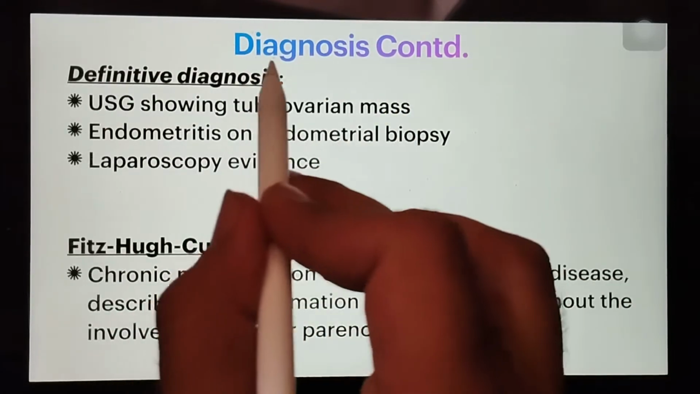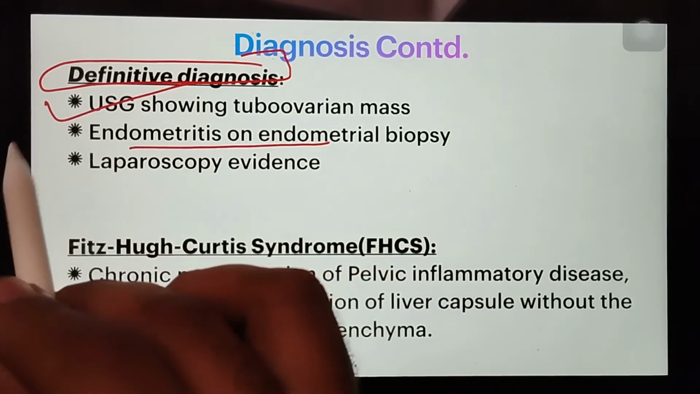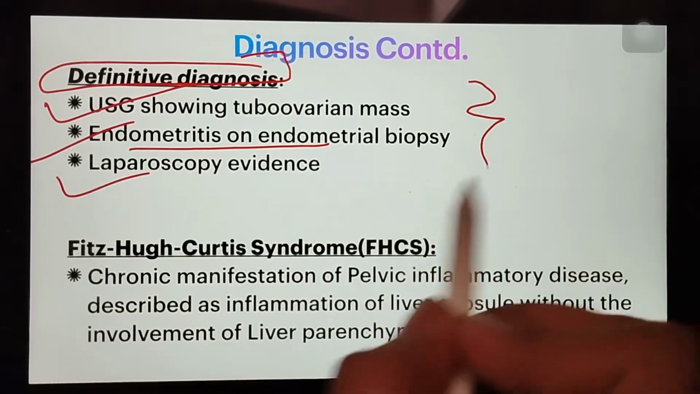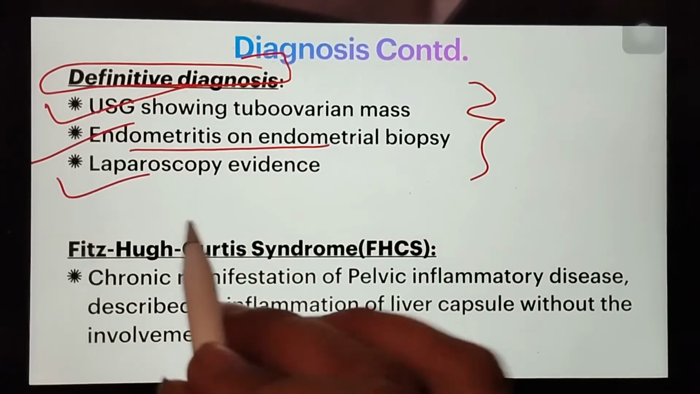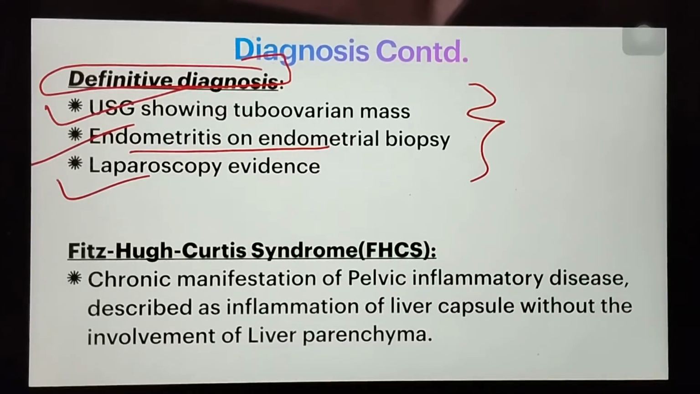For the definitive diagnosis of PID, ultrasound showing a tubo-ovarian mass, endometritis on endometrial biopsy, and laparoscopy evidence show the definitive diagnosis of PID. So there is one syndrome called Fitz-Hugh-Curtis syndrome.